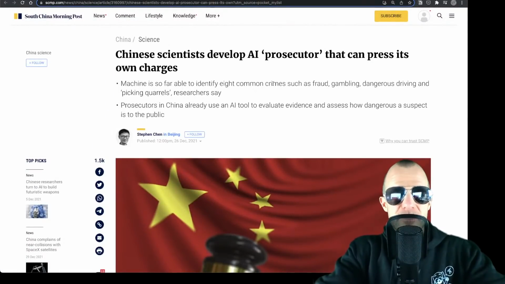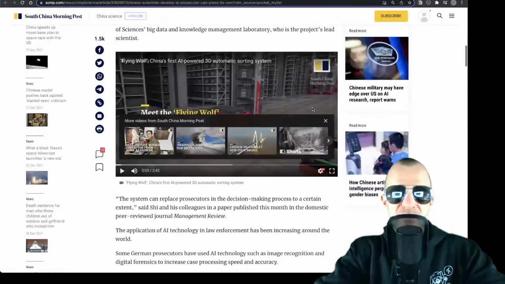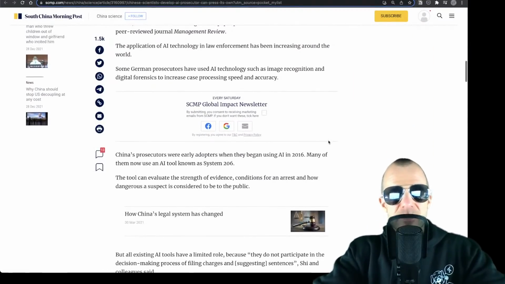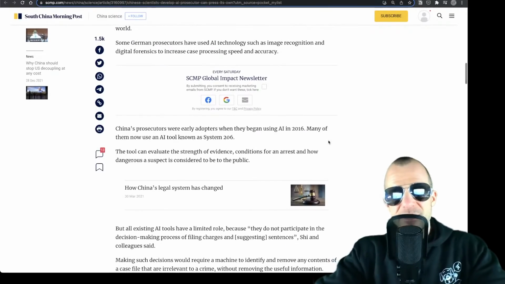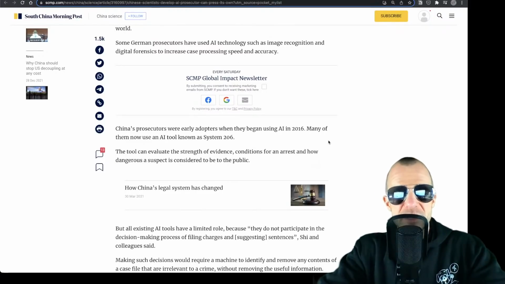The South China Morning Post writes that Chinese scientists develop an AI prosecutor that can press its own charges. The machine is able to identify 8 common crimes such as fraud, gambling, dangerous driving, and picking quarrels. And prosecutors in China already use an AI tool to evaluate evidence and assess how dangerous a suspect is to the public. So this is a story about advances in statistical systems in China, in the criminal justice system. And it is a bit more nuanced than the title seems to suggest.